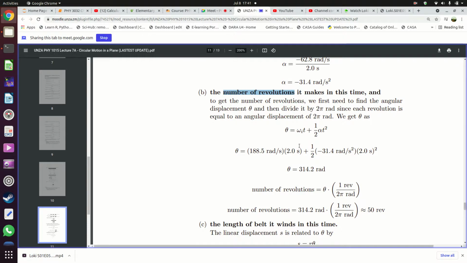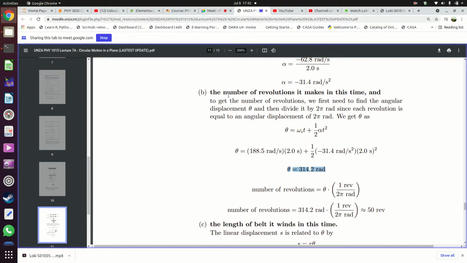So when you do this, our initial angular velocity is 188.5 radians per second, multiplied by the time, which is 2 seconds, plus half of the angular acceleration we've just found, minus 31.4 radians per second squared, multiplied by the time squared, which is 2 seconds squared. When you punch all these numbers into your calculator, you end up with theta equals 314.2 radians. So this is your angular displacement, but it is in radians.